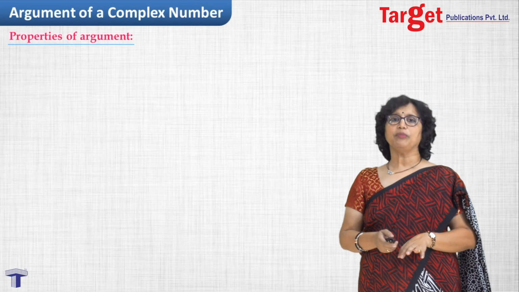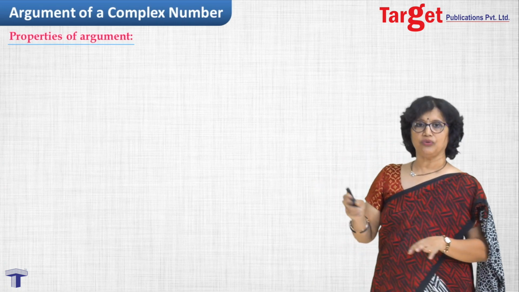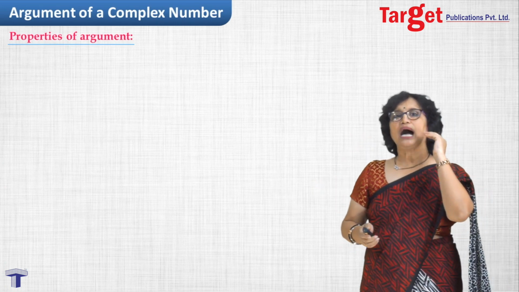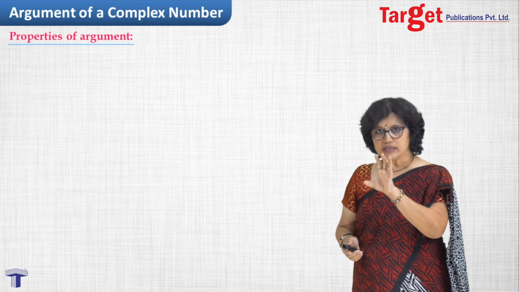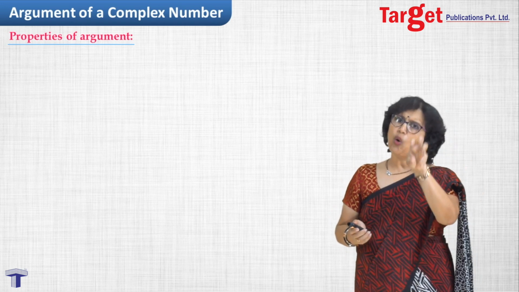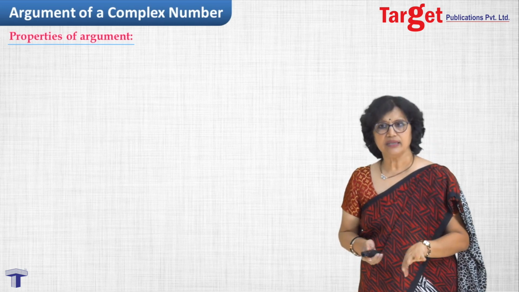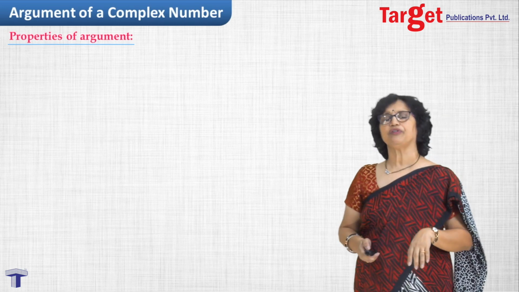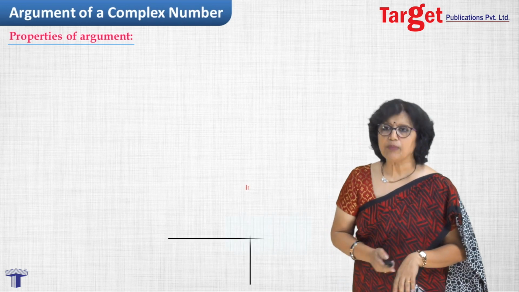Now let us proceed from here and go to properties of argument. Now I am doing it at a stretch. Please, you can take one break and take more examples and first get hold on finding arguments, right? And then go for properties of argument. Now, what are the properties?